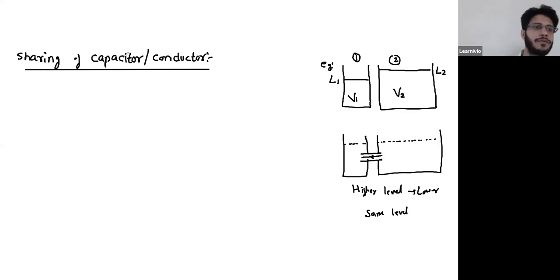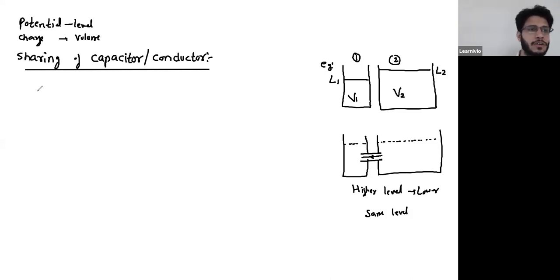Instead of sharing of container, if we talk about sharing of capacitor, is their volume same after sharing or just level? Just level. Volumes are still different. Just like containers, liquid filled in containers, we have capacitors or conductors. Instead of level, in the case of capacitor or conductor, we will use potential. Instead of volume, we will use charge. So remember this analogy. Potential is like level, and charge is like volume of it.